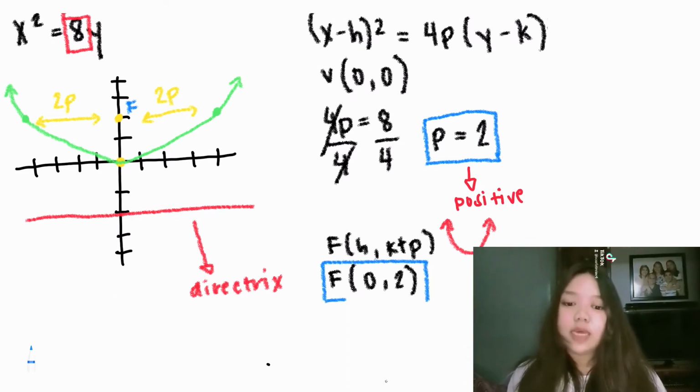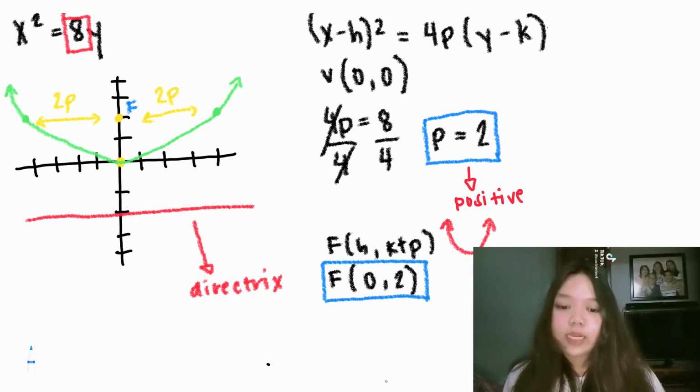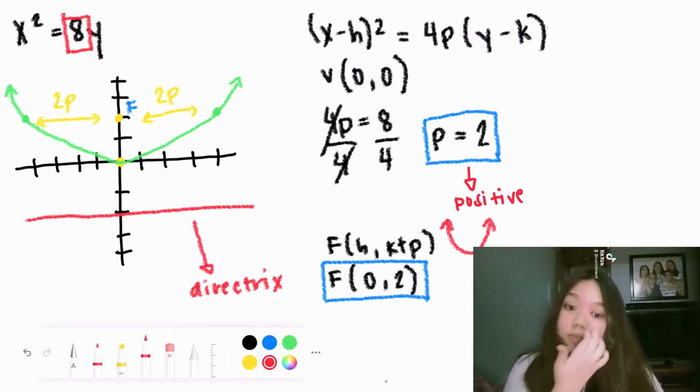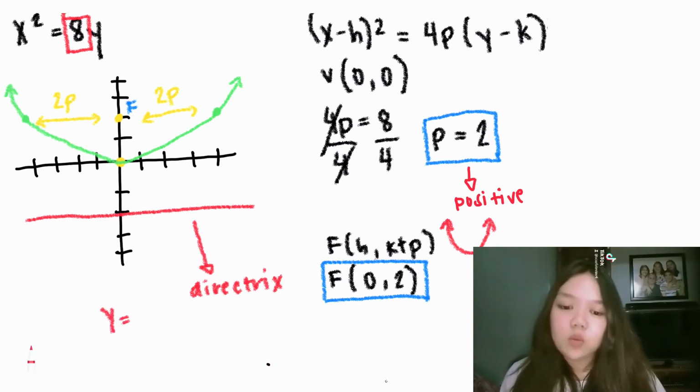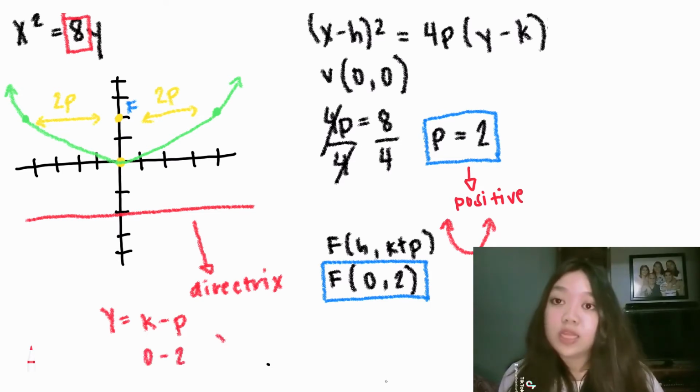So as I've said, in getting the directrix, what we need to do is y, signifying the directrix, is equal to k minus p. So we're gonna subtract the p that we solved earlier, which is 2. So 0, which is our k, minus 2 is equal to negative 2. So our directrix is negative 2. So that's how we got the directrix, which we put in advance earlier on the graph.